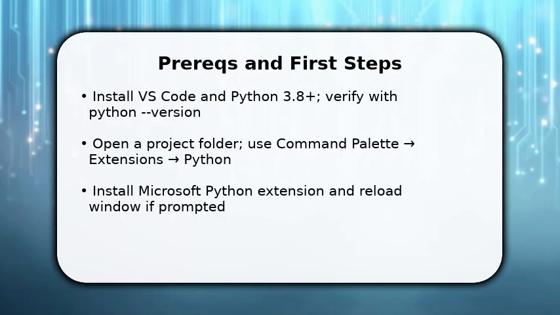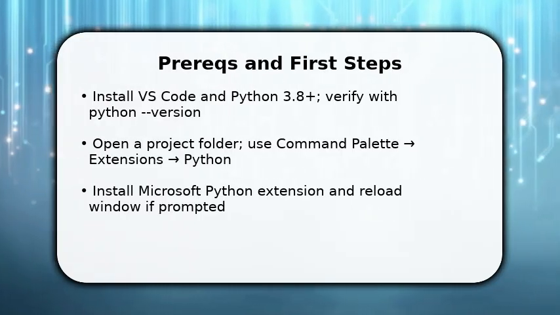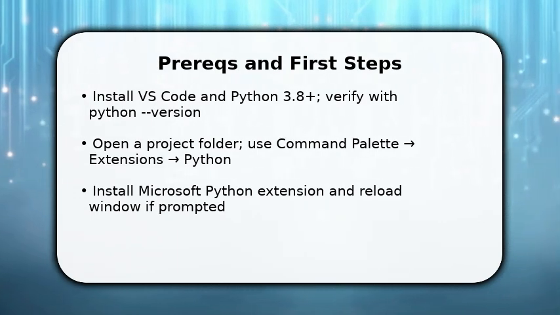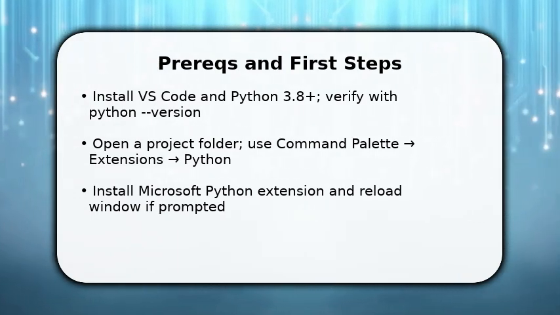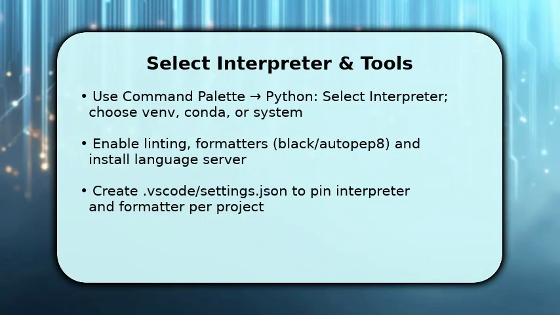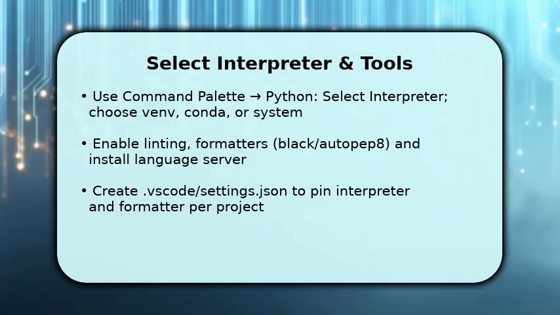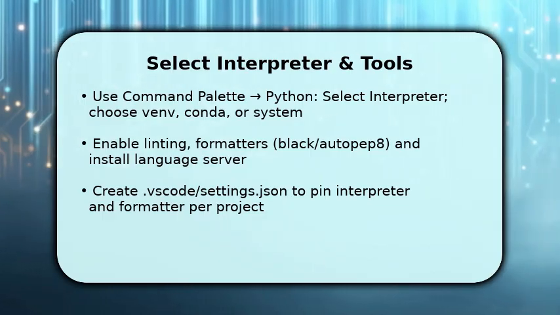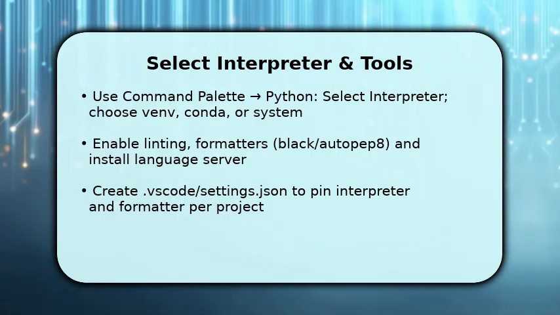After activation, the extension can detect interpreters. Selecting the right interpreter is the next concrete step you'll take. Once the extension is active, you select the interpreter so VS Code runs the correct Python. Use Command Palette > Python: Select Interpreter and pick a virtualenv or conda environment to isolate dependencies.